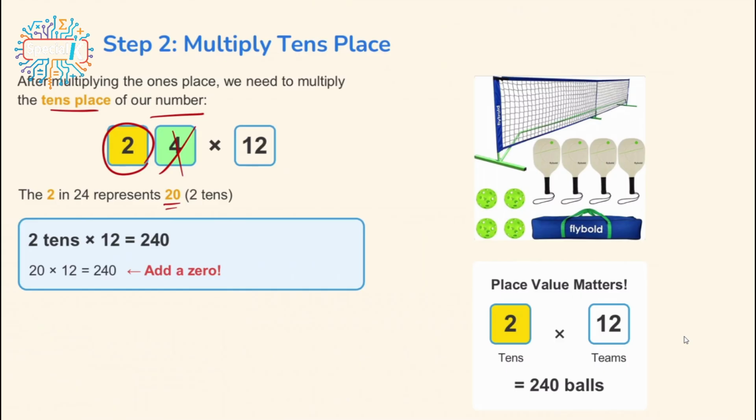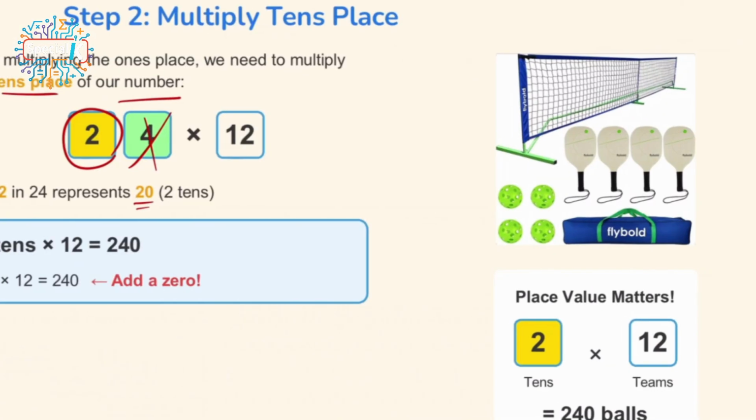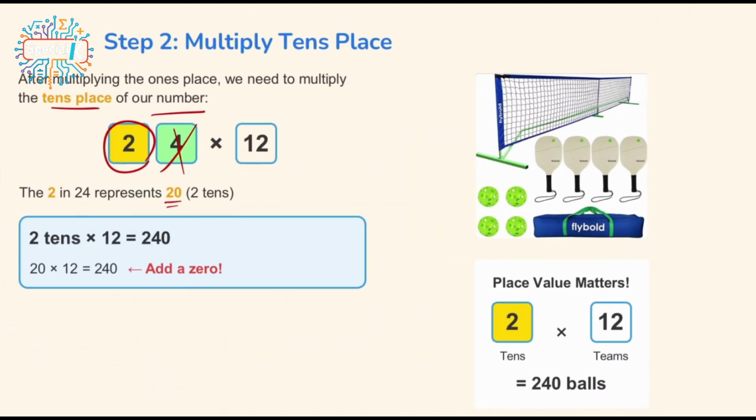So at this point, what do I have? I do have the 2 as tens multiplied by 12, which equals 240. Again, remember, 2 is not the unit anymore. 2 is going to be considered as 20. Remember, each value inside the tens place is actually worth 10. Each value inside the hundreds place is worth hundreds. That's why instead of 2 multiplied by 12, I do have 20 multiplied by 12. And at the end, I do have 240.